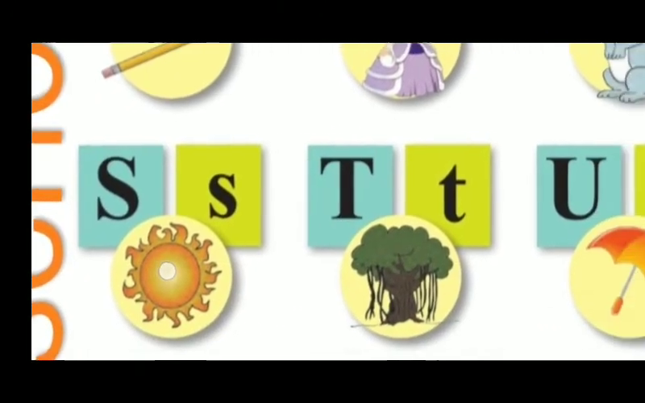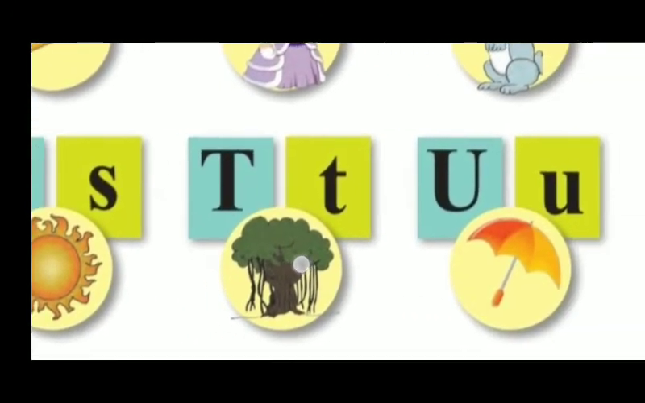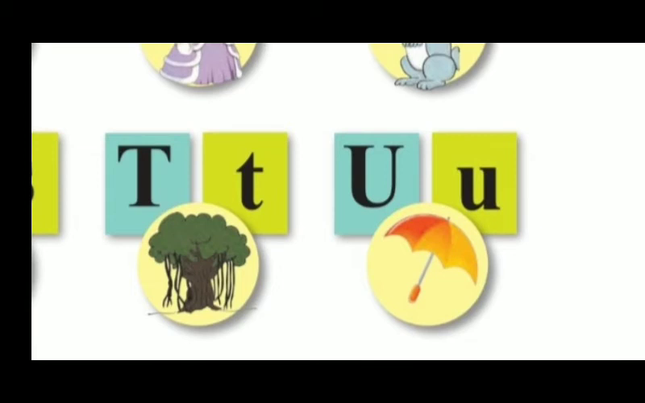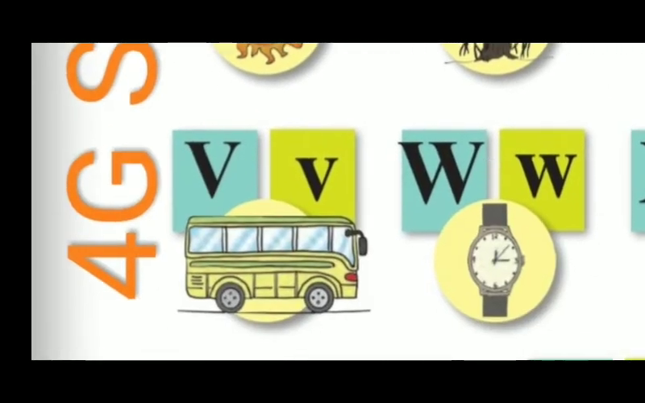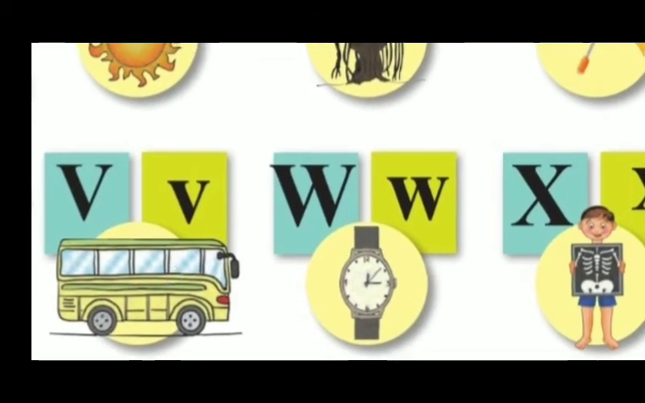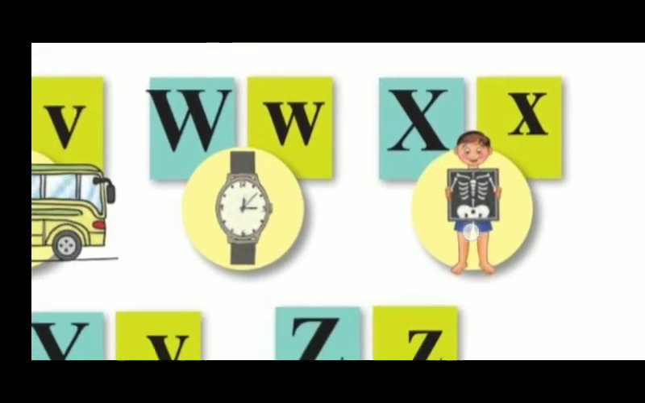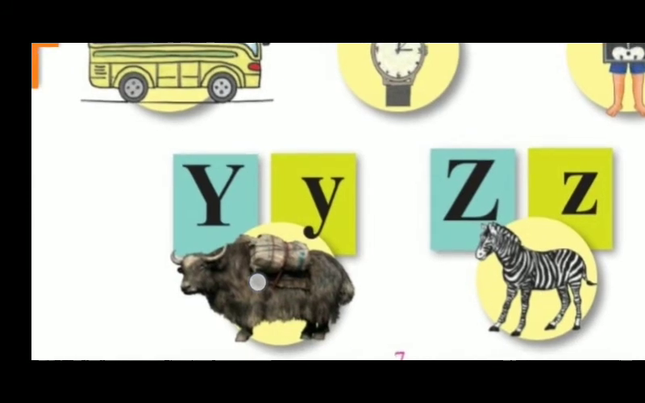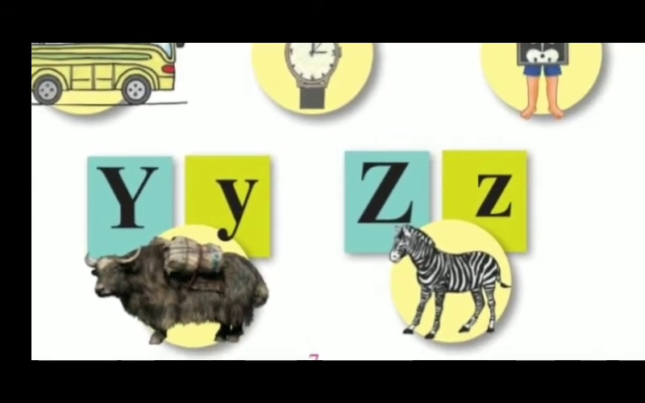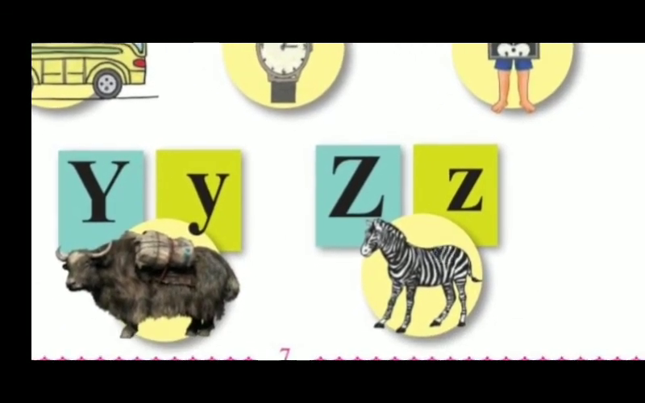S for sun. T for tree. U for umbrella. V for van. W for watch. X for x-ray. Y for yak. Z for zebra.